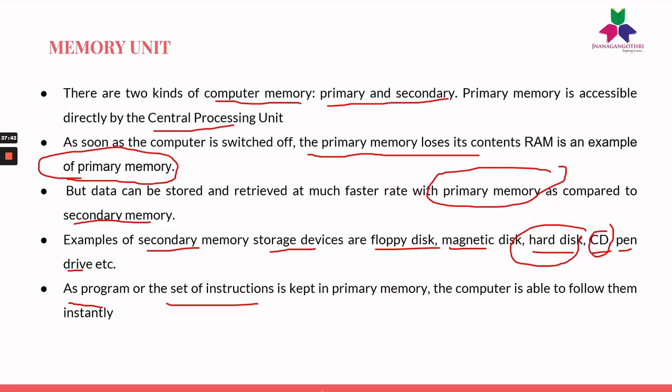So, to give an example, on a railway reservation counter, in case you are booking a ticket, what does it do? Check availability of seats, calculate fare, wait for the money to be paid, then reservation, then print the ticket. These are a number of steps, so we keep them in the primary memory of the computer.